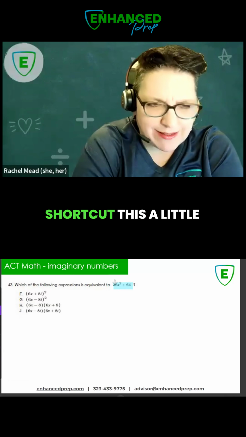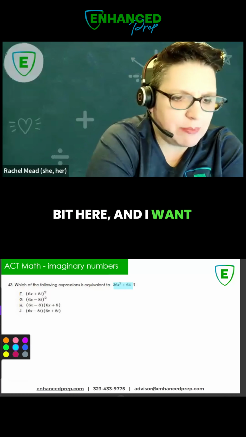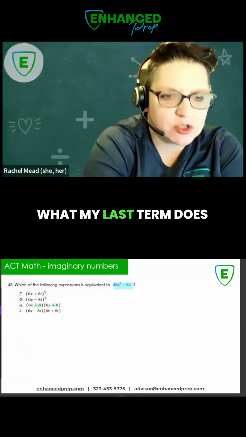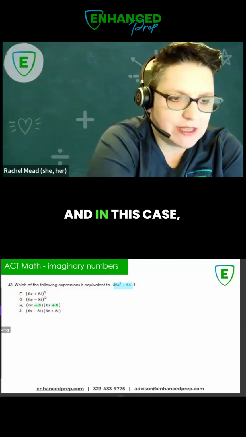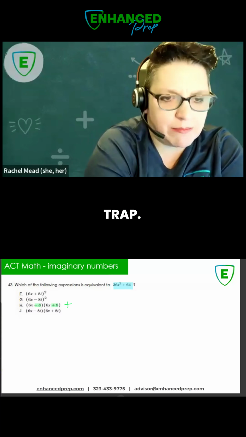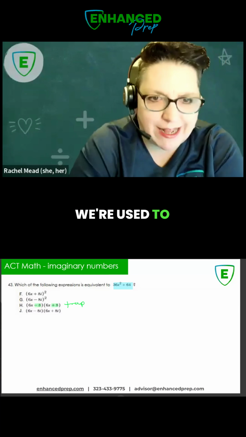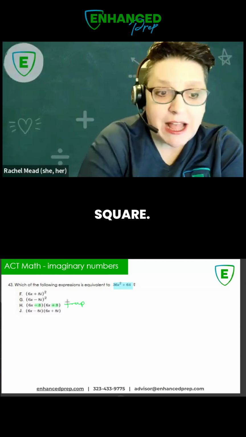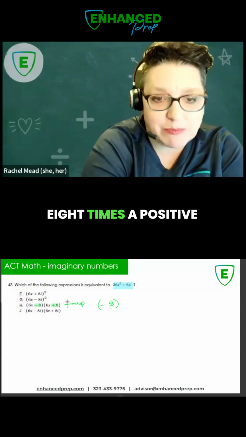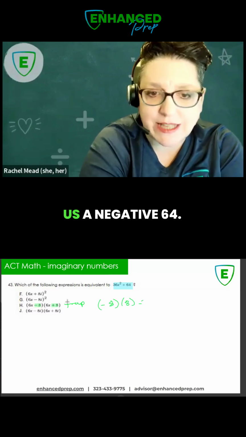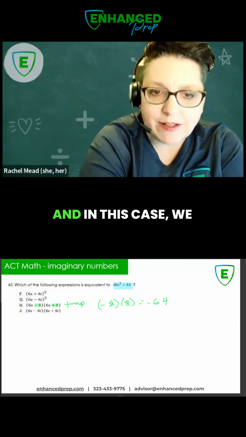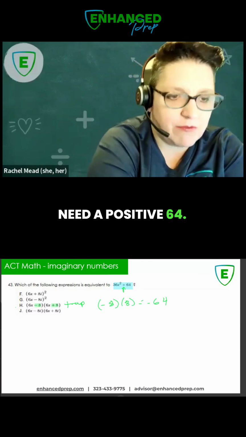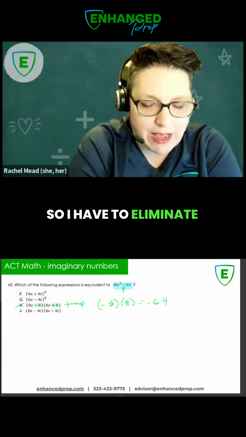Now I'm going to shortcut this a little bit here, and I want to pay attention to what my last term does for me. In this case, we've got a great big trap coming in here because we're used to recognizing this as a difference of squares. However, -8 times a +8 is going to give us a -64, and in this case, we need a +64. So I have to eliminate that right away.